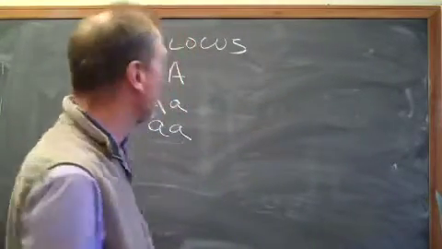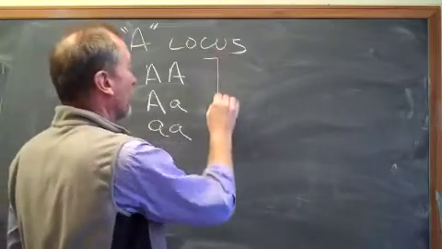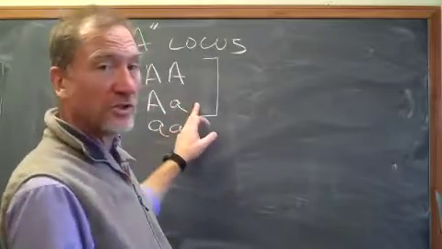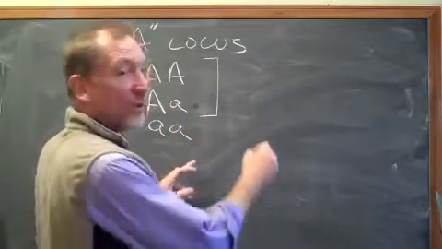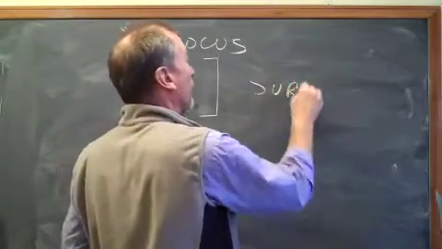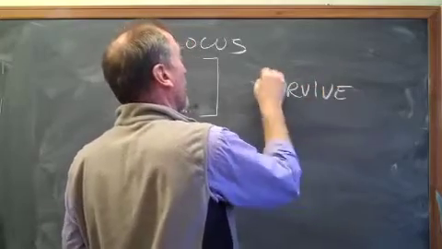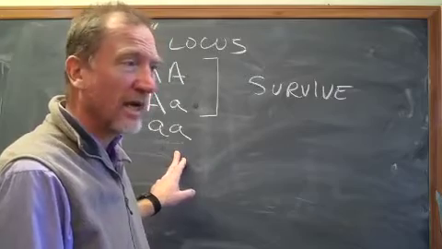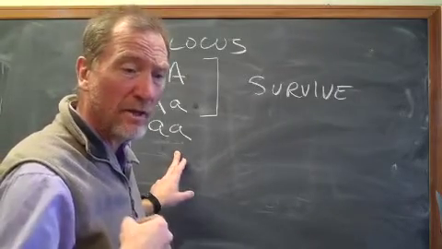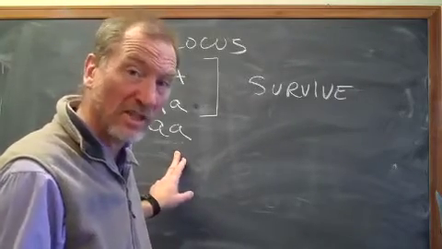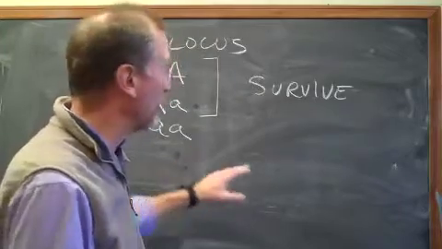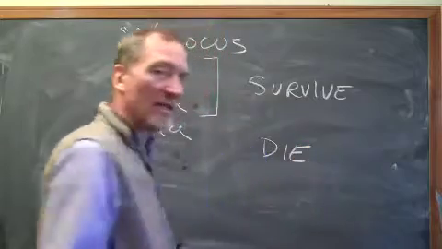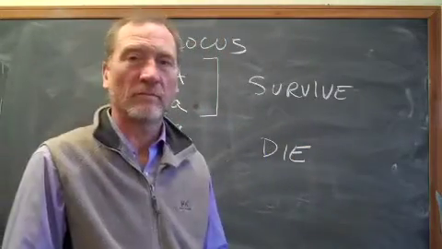Well, in that case, this A locus becomes important. And these two genotypes are going to survive. But let's say that the homozygous recessive doesn't have the mechanisms that are needed to resist the heat and the lack of moisture, and so they die. Let's just say that's the case.